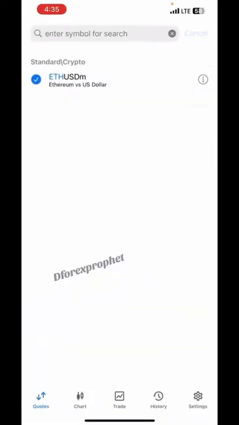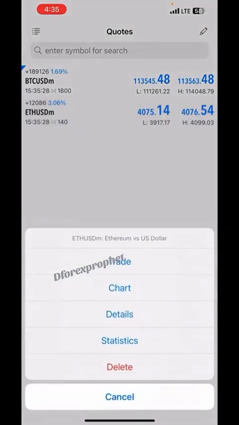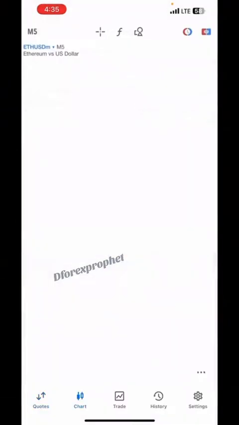Ethereum USD. You see this Ethereum, you see this BTC. Today is Saturday. Do you understand? These markets move on Saturdays, during the weekends. They move 24/7. That is why I love them.